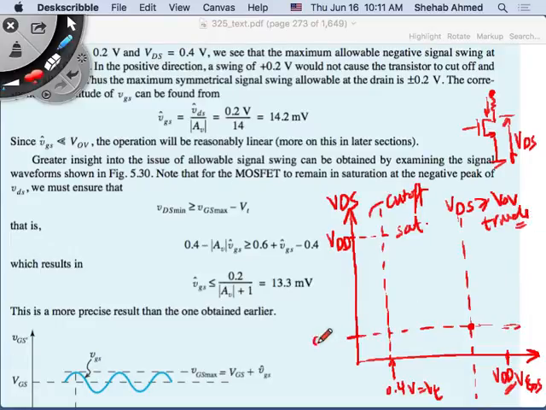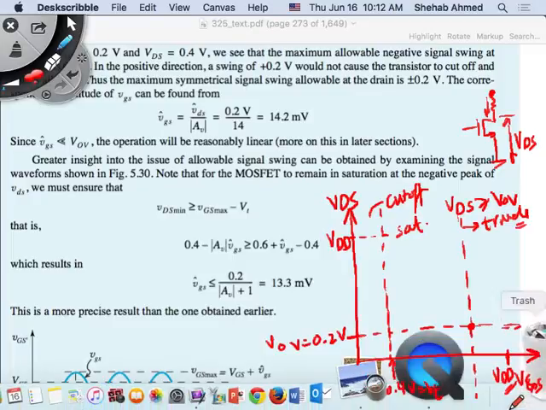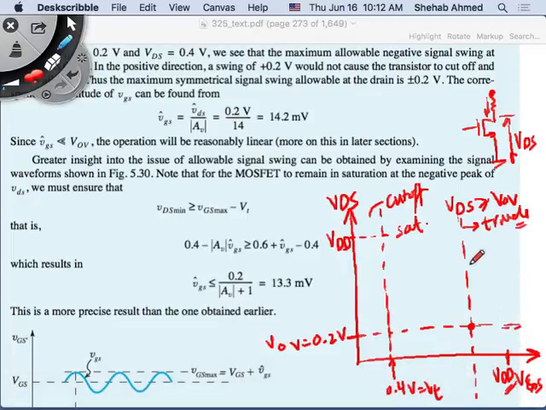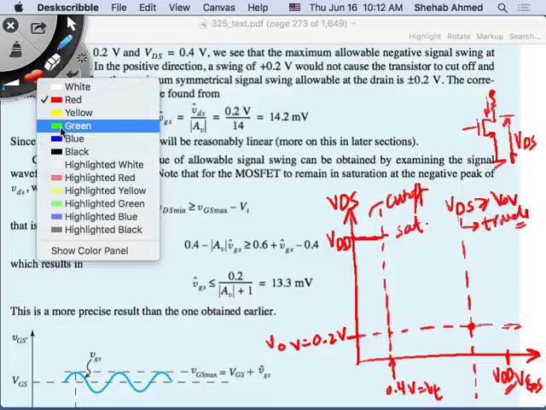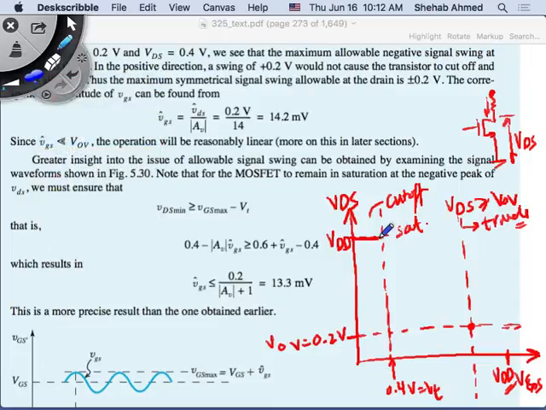So this is 0.2 volts. This is VOV, my overdrive voltage. This represents the region where I start going into triode mode. Right? So at some value for VGS, I will start going into triode mode. And then what we can do is draw the characteristics that we have from our equations.